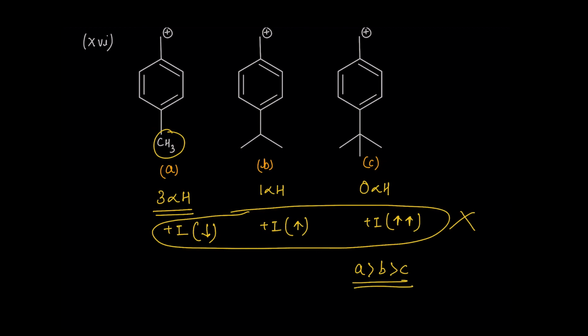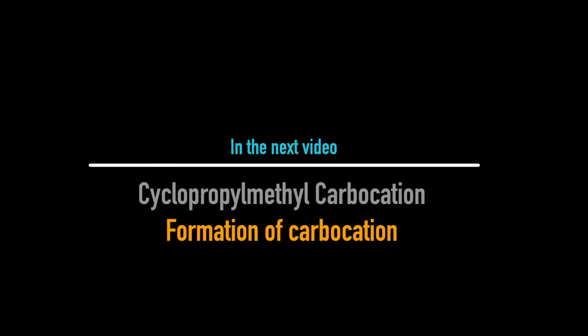Fine. That's all for today's video. In the next video, we'll be looking into some special cases of stability of carbocations, that is cyclopropyl methyl carbocation, and some more examples and a general stability order of all the carbocations. We'll also look into the formation of carbocations, how they are formed in different reactions.